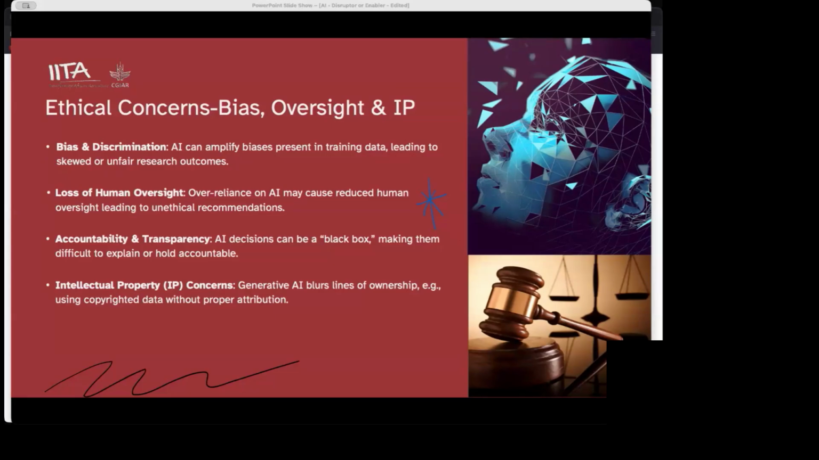So as an institution or as an organization, if we use generative AI to create content, we have to think about attribution and rights. Also, any content that we feed into external AI tools, especially confidential data, could raise intellectual property or privacy issues if not properly handled. So we need to be cautious about that. Okay.